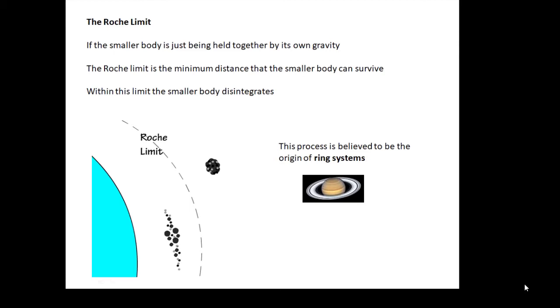And this process is believed to be the origin of ring systems. That's where ring systems like around Saturn come from. I could mention now what happens if you get too close to a black hole, as in you get spaghettified, but it's not on our syllabus, so I'm not going to.